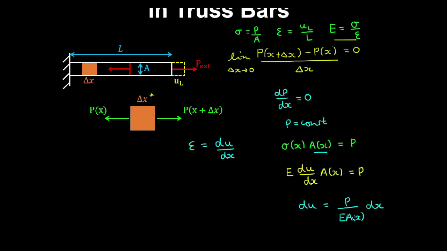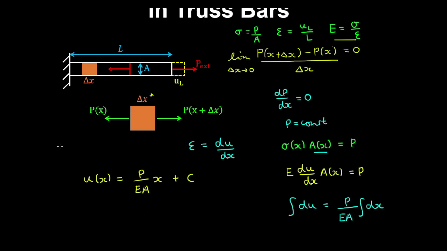And for a bar with a constant area, the cross-sectional area is constant, so we can take these outside the integral, and therefore u of x is equal to P on EA by x plus a constant of integration.